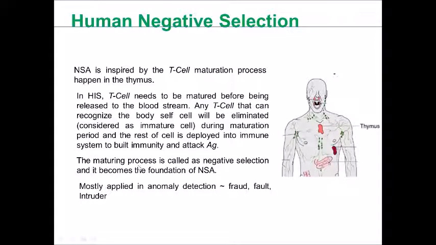The maturing process is called negative selection. In the maturing process, the T cell needs to recognize whether it is a safe cell or a non-safe cell. If it recognizes a safe, normal cell, it is considered not matured. If matured, then it recognizes a non-safe cell, so it will proceed to build the immunity. Negative selection is mostly used in anomaly detection, for example in fraud detection and fault detection.